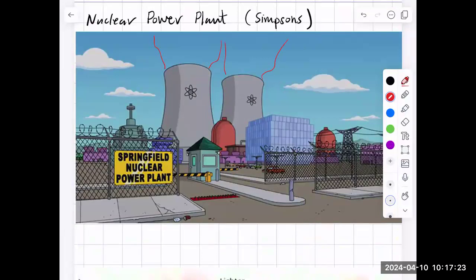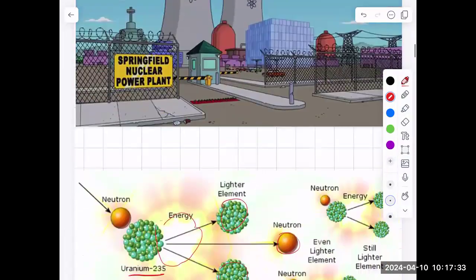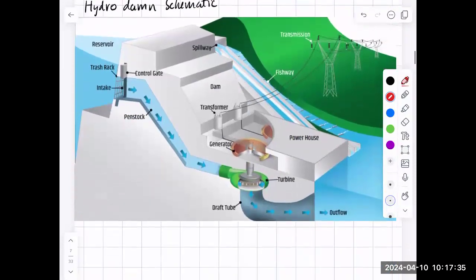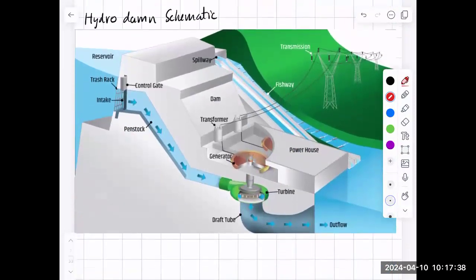And so that's not particularly dangerous. It's taking the spent nuclear fuel and then storing that after it's been used. So that's the issue. Okay, in BC, what we use is mostly hydro dams.